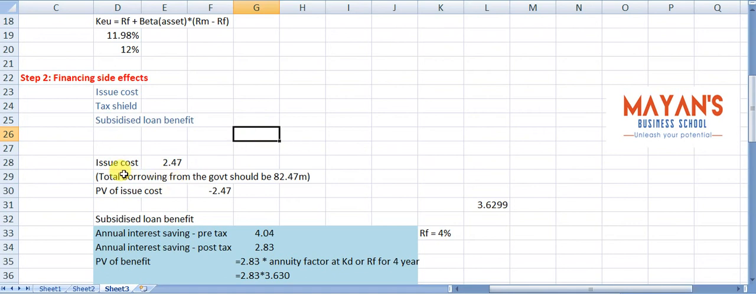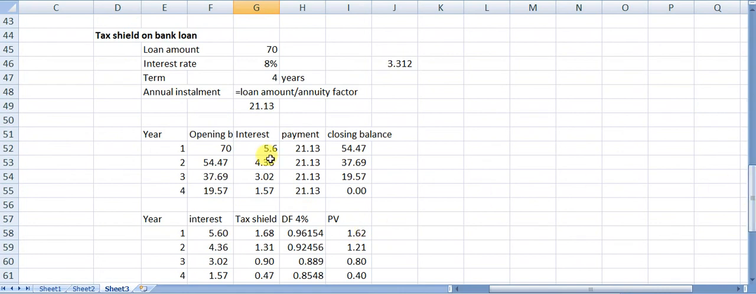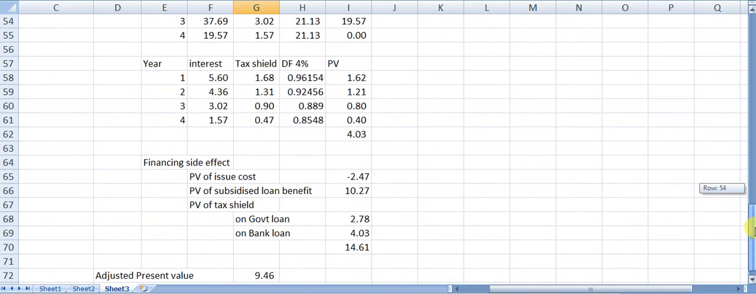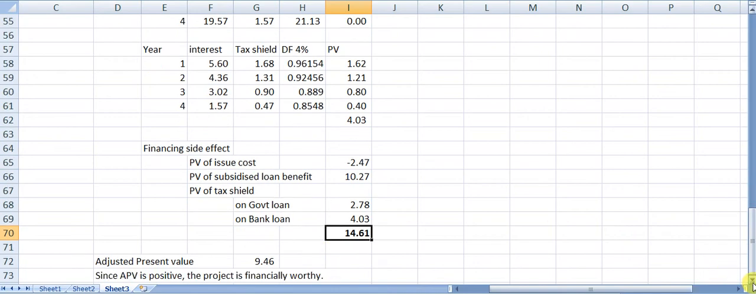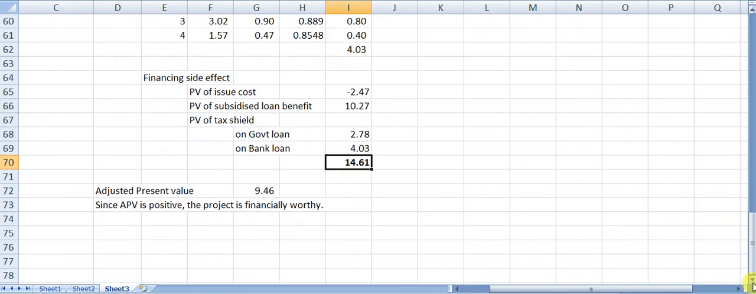Issue cost is simple like this. Subsidized loan benefit is also somewhat easy. Tax shield is usually easy, but this question was complicated because there was a bank loan being paid in equal installments. So that made some additional working. So find the tax shield and everything. Financing side effect is this much. Add base case NPV and financing side effect. You get adjusted present value. Adjusted present value is positive, therefore the project is financially worthy or acceptable. Clear?